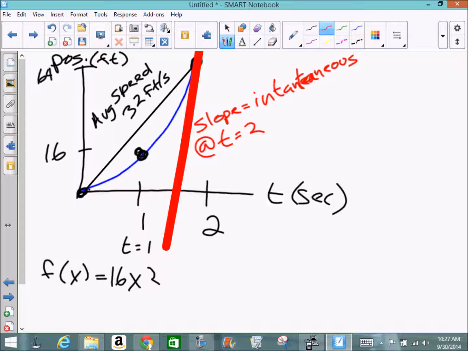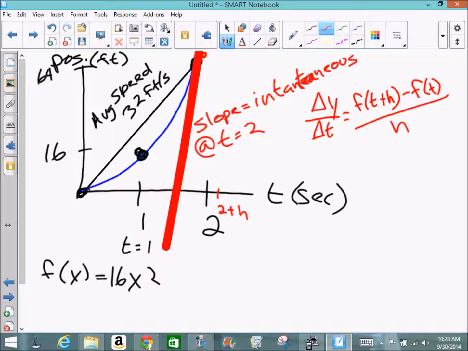So we're going to choose two points. The first point we'll let t equal 2, and our second point t equal 2 plus h. And then we'll plug it into that equation and take the limit as h approaches 0. So the corresponding y values would be f of 2 and f of 2 plus h. So if I were to calculate the slope between those two, I'm going to have f of t plus h minus f of t all over h.